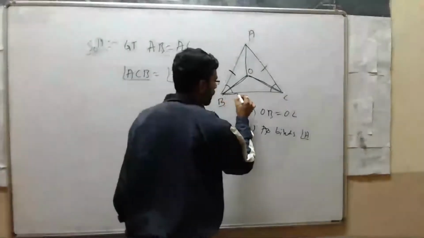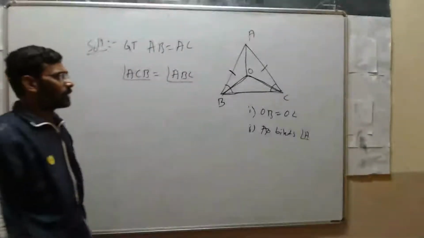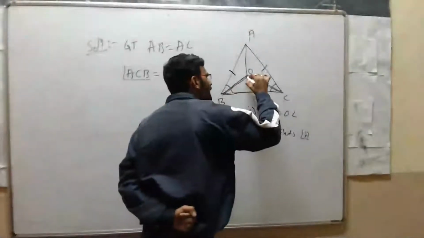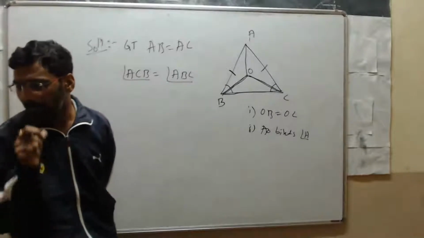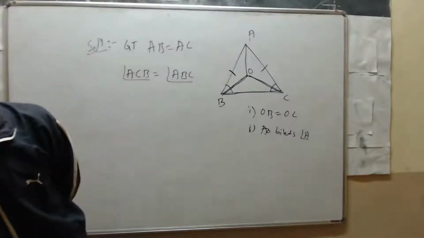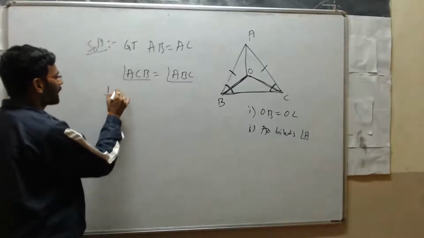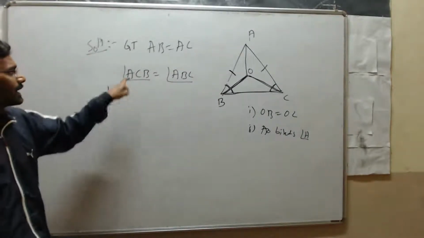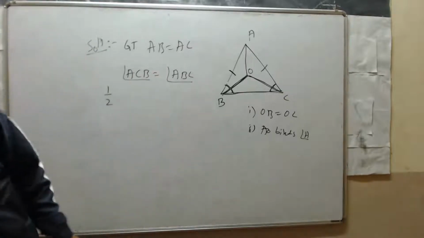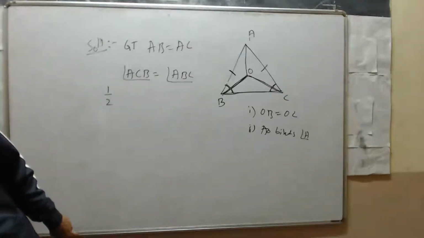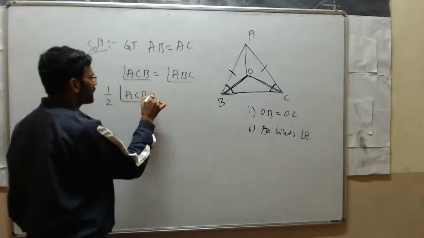Now BC is the base. BO is the bisector of angle B, yes or no? They have given the bisectors of angle B and angle C. Therefore, half of angle ACB equals half of angle ABC.